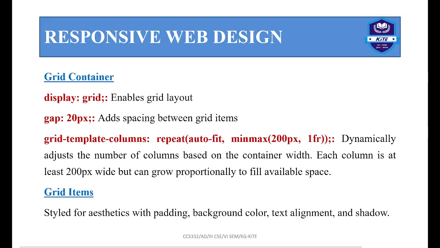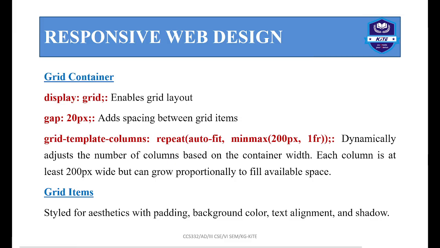For the grid container, display: grid enables a grid layout. gap: 20px adds spacing between the grid items. grid-template-columns: repeat(auto-fit, minmax(200px, 1fr)) dynamically adjusts the number of columns based on the container width, auto-fitting to it. Each column is at least 200 pixels wide, but can grow proportionally to fill the available space. So this is how you have to style the grid container.